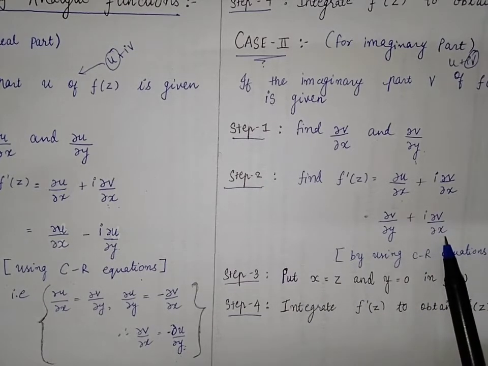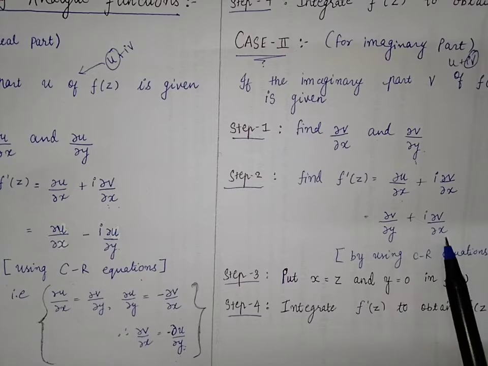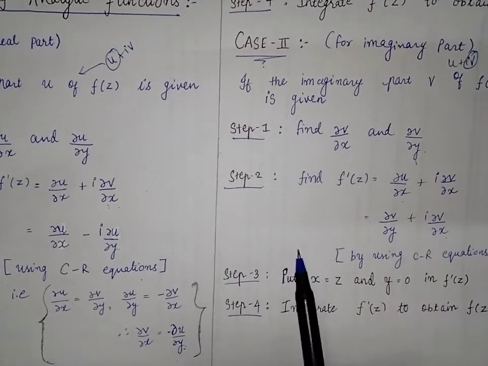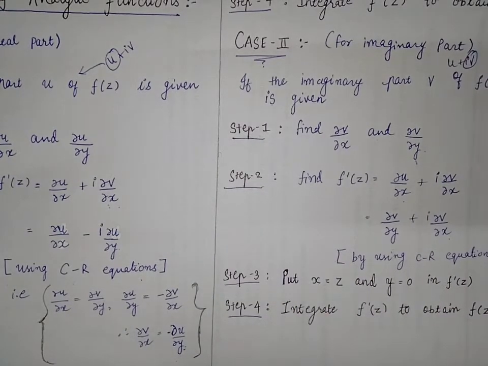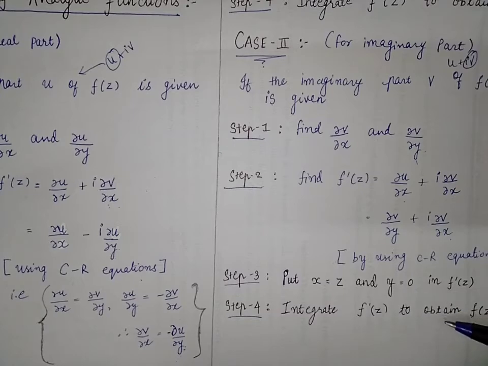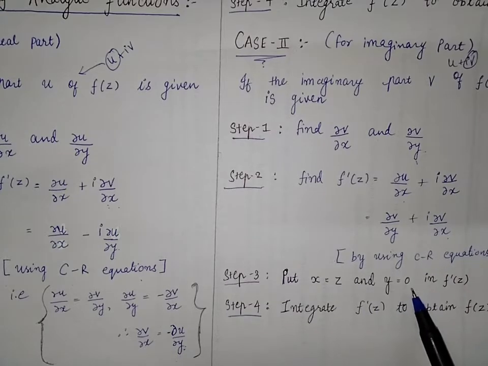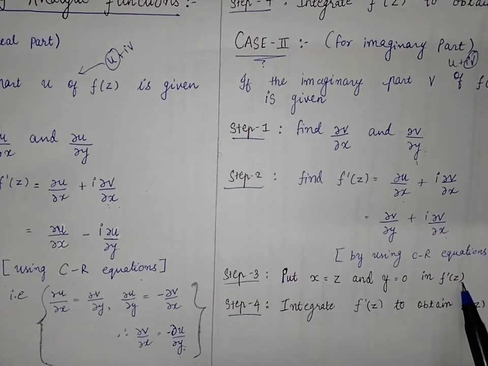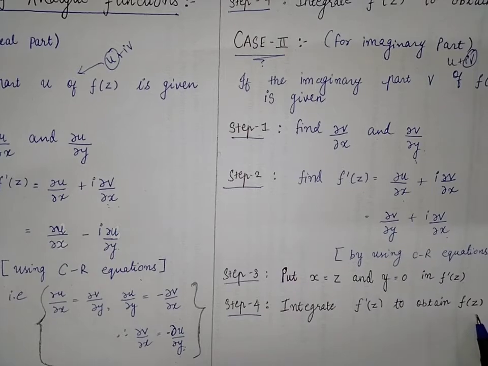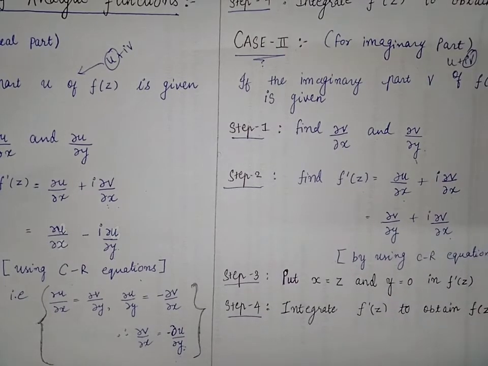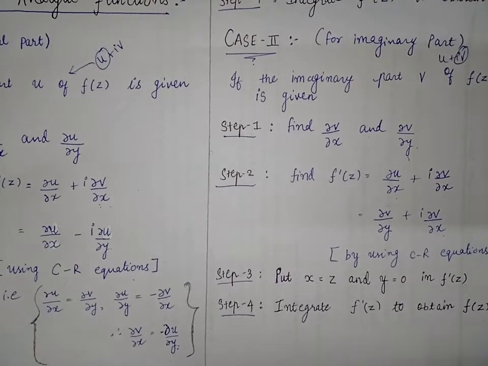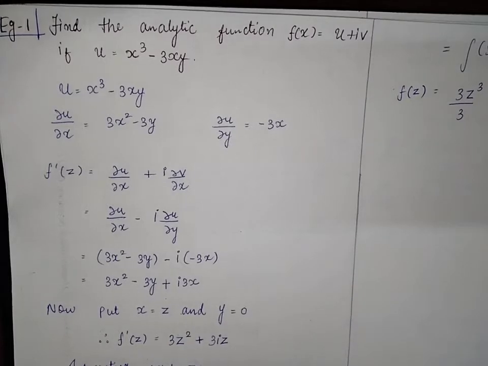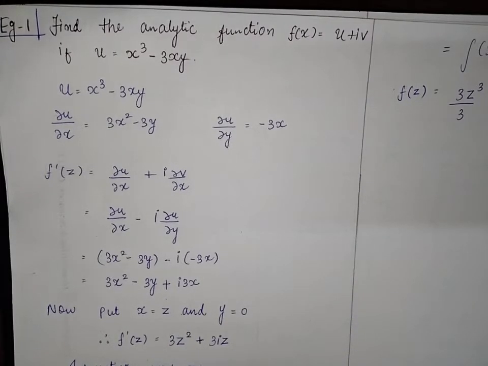So whenever the imaginary part is given, and you are asked to find v, then you have to use this form. Okay. Then both the steps are same as we did in the real part. That is step 3 is you have to put x equal to z and y equal to 0 in f dash of z. And then in order to find f of z, you have to integrate f dash of z. Okay. So now let us see the examples of this method.